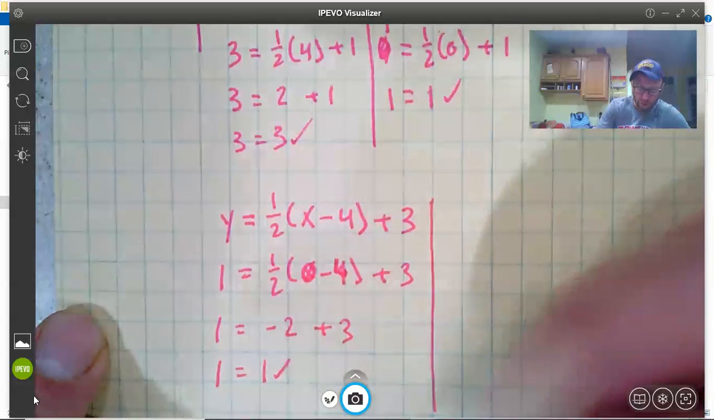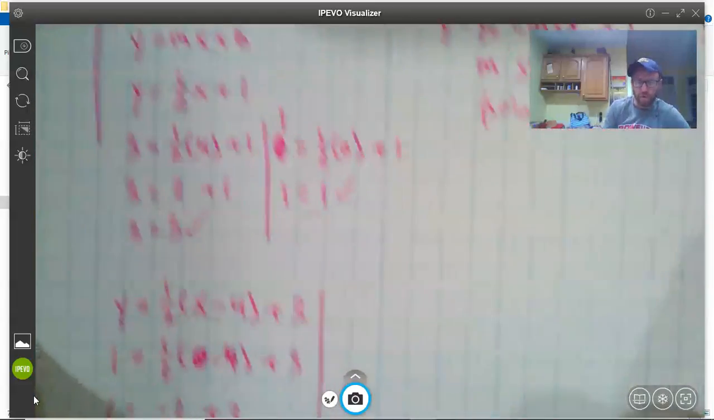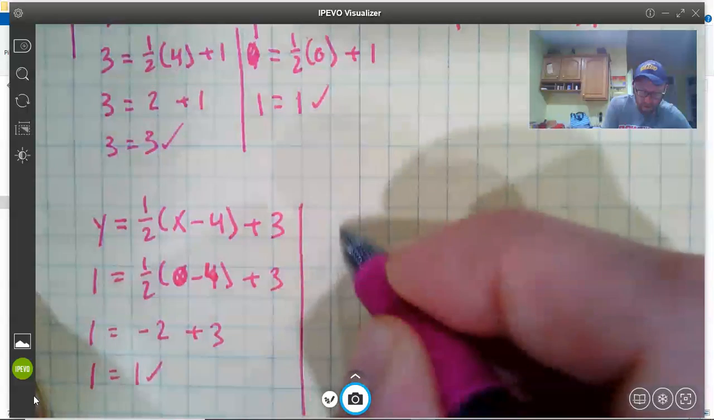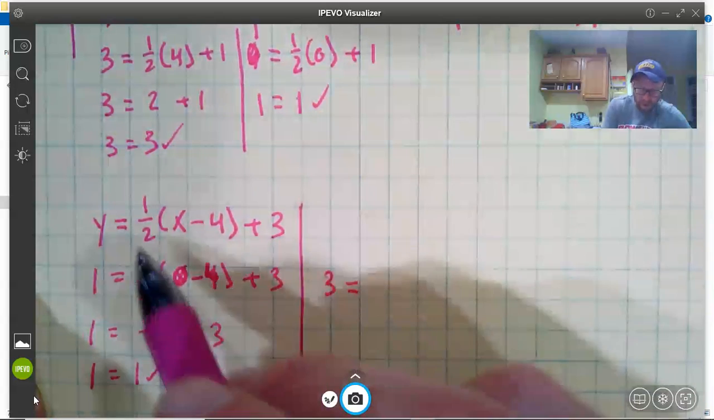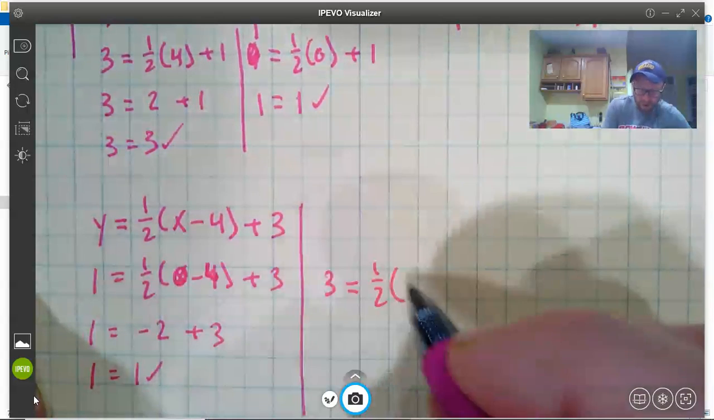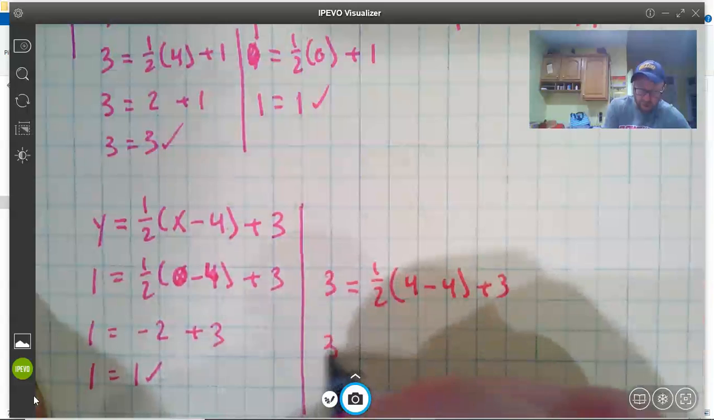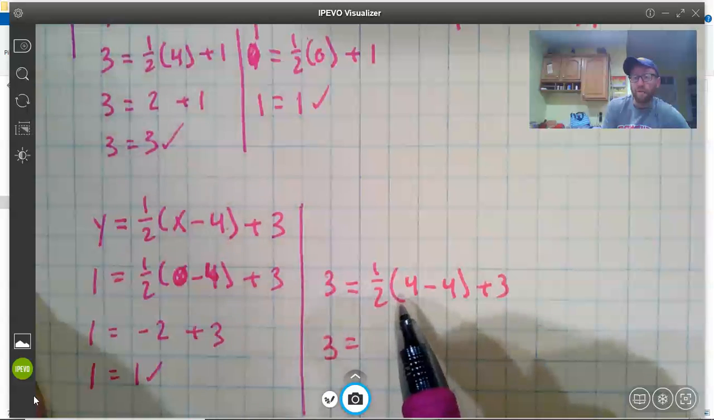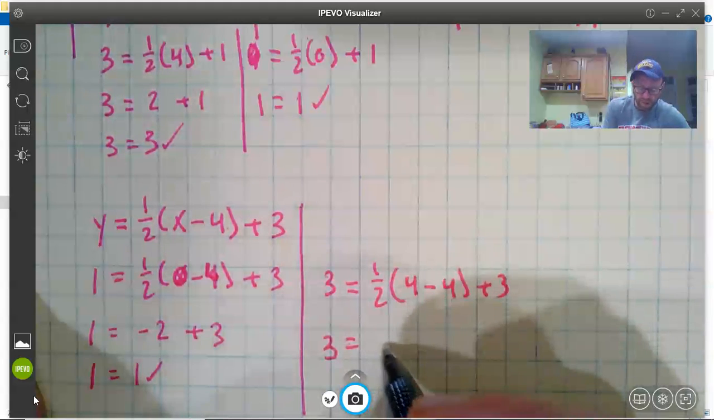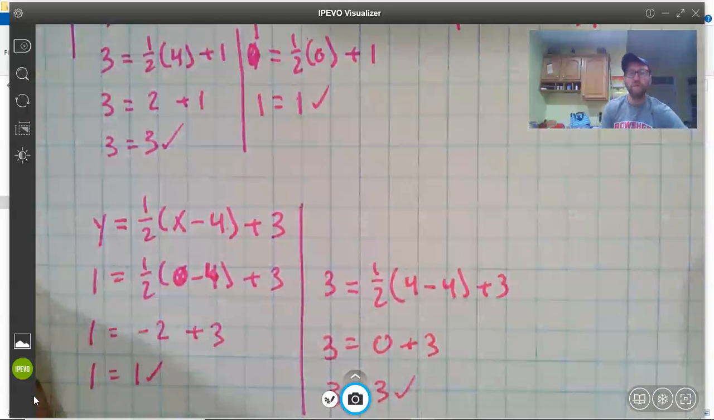Or I could do my other point, the point (4, 3). X-coordinate 4, y-coordinate 3. So let's plug those in. 3 for our y-coordinate equals 1/2 times, plug in for our x-coordinate 4, (4 minus 4) plus 3. 3 equals, well, 4 minus 4 is 0, and 0 times anything, including 1/2, is 0. Then plus 3, well, check. So our equation still works for those two points, and it'll work for any other point on the line.